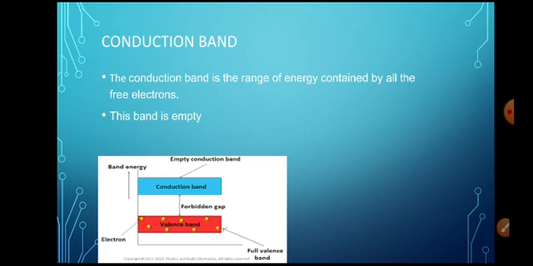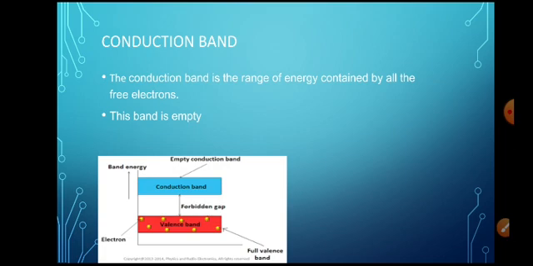The conduction band is the upper band, the one above the valency band. It is the next higher permitted energy band from the valency band. It may either be empty or partially filled with electrons.